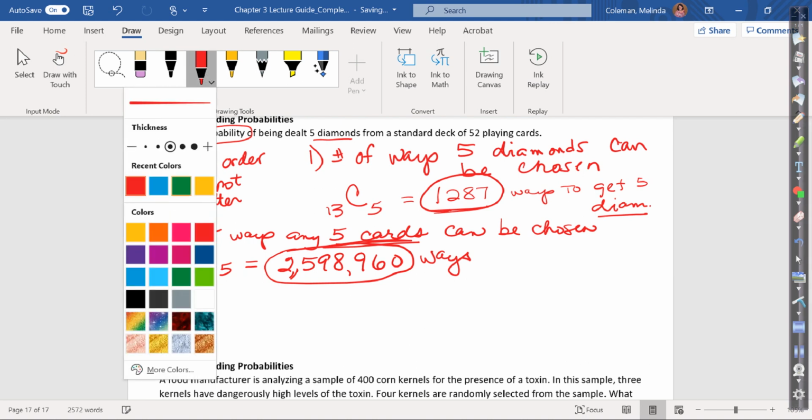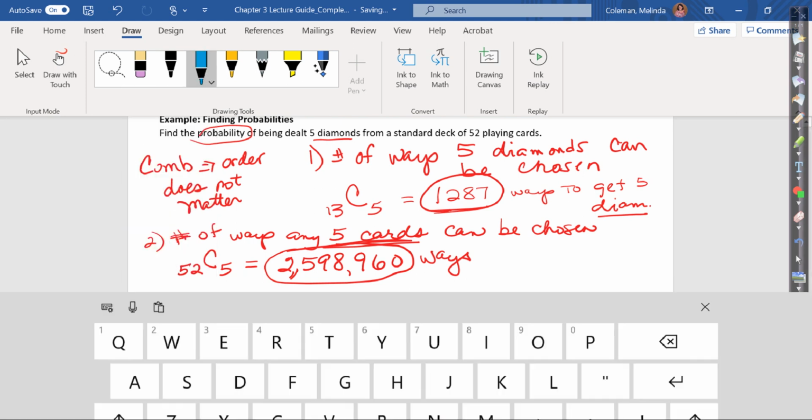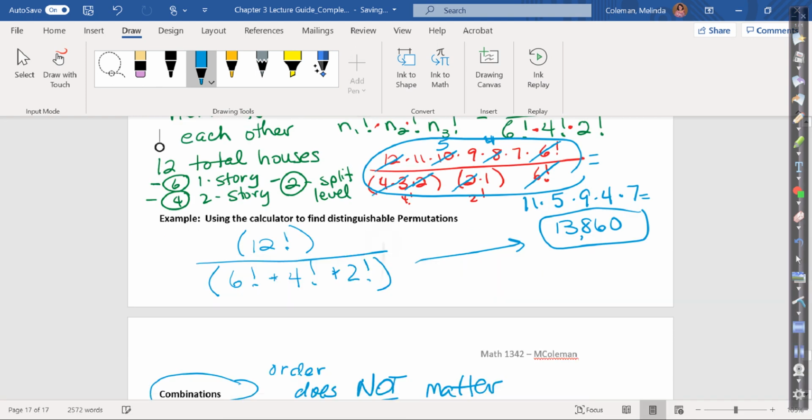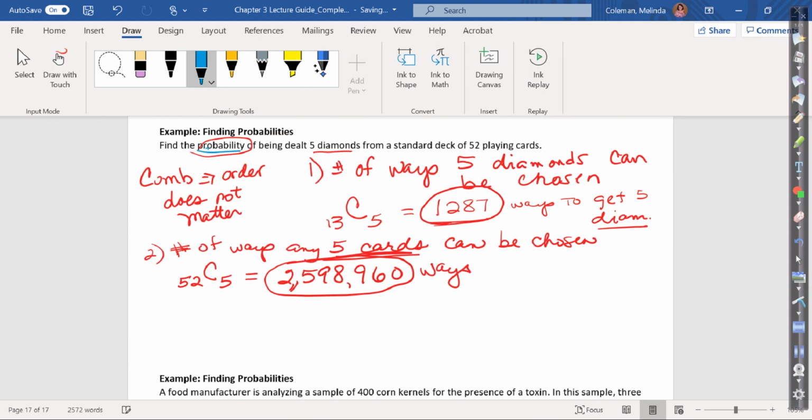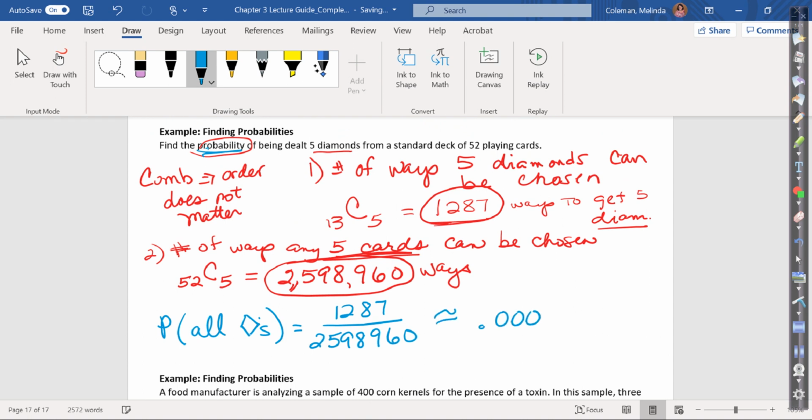But this problem asks for the probability. So the probability that we get all diamonds would be the 1,287 hands with 5 diamonds divided by all the possible hands that we have. And that would be approximately 0.0005.